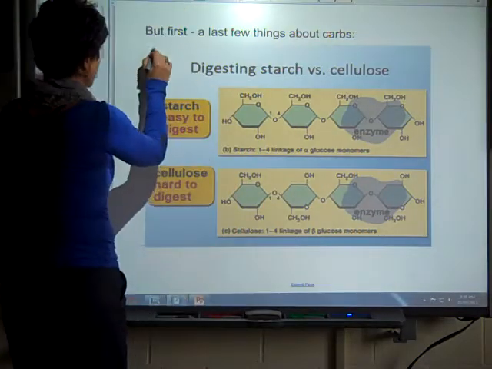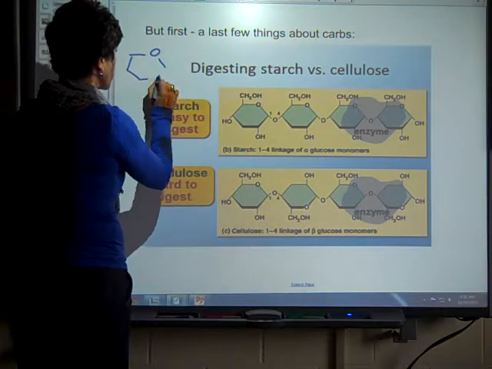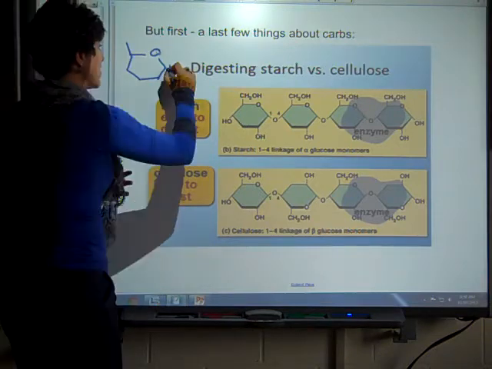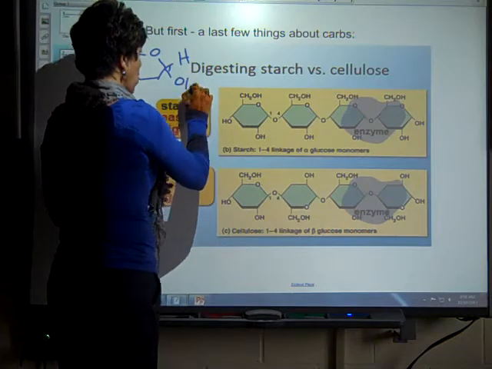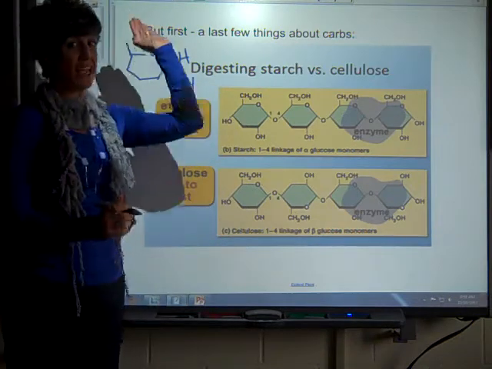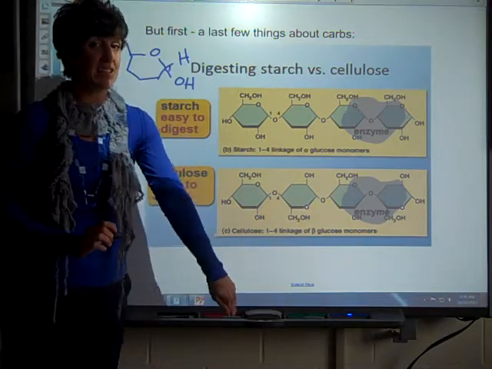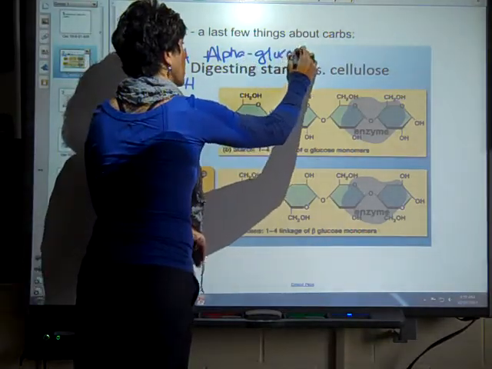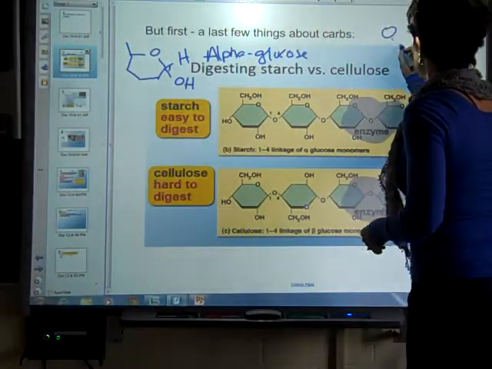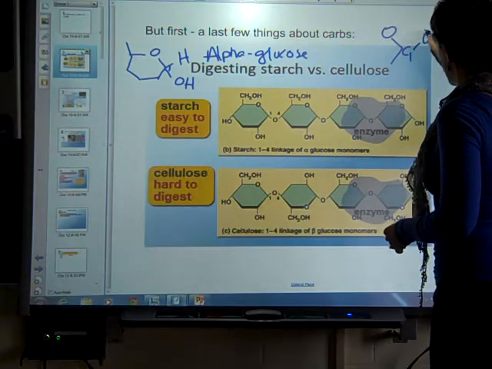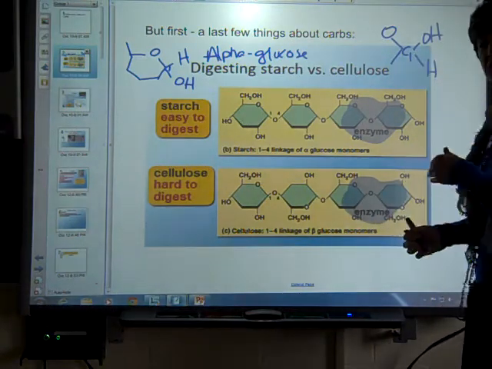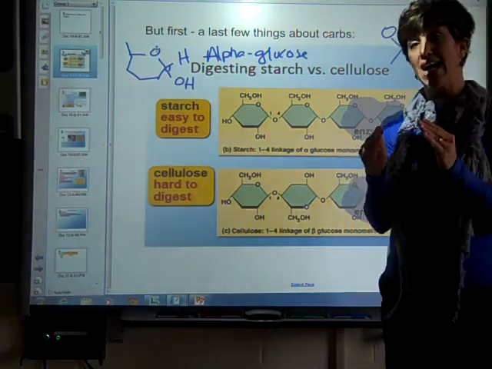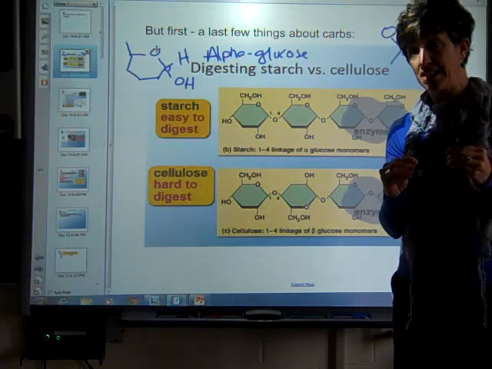So if I draw a glucose molecule quick here. There's my glucose. This is carbon 1. Off of carbon 1, I know I have an H and I know I have an OH. So if the hydrogen angles up and the hydroxide angles down, this is an alpha glucose. If instead it went like this, where on carbon 1 the OH angles up and the hydrogen angles down, that is a beta.